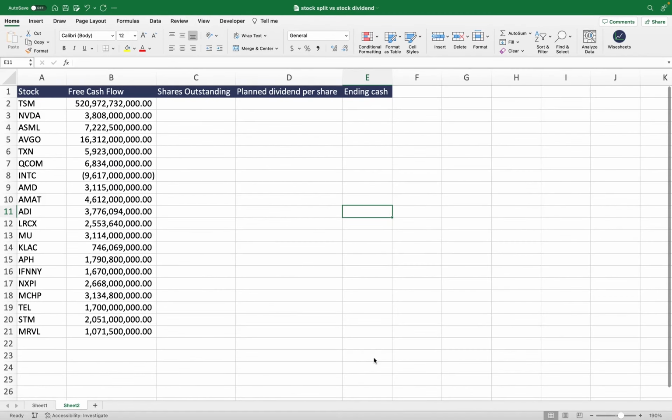Okay, so as you can see, we have a list of stocks. In this case, they're all semiconductor stocks, and we also have their free cash flow. This number we basically got from Y-Sheets, an add-on that you can use on Excel and Google Sheets to get stock data right on your spreadsheet. And so we use these formulas to be able to retrieve, in this case, the free cash flow for each of these companies right here.